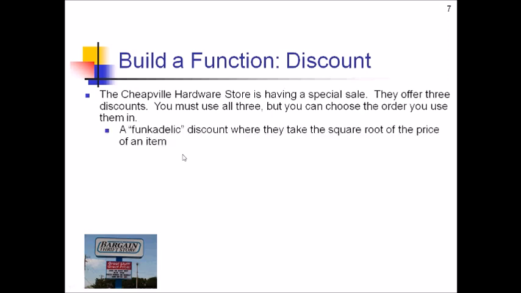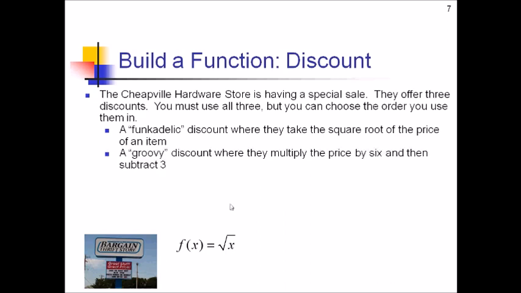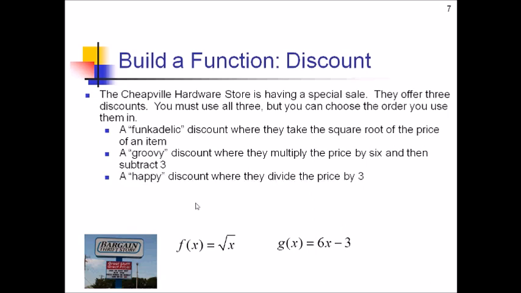So let's say that we have a Funkadelic discount, which we'll call f of x, where you take the square root of the price of an item. And let's say there is a Groovy discount, which we'll call g, where you multiply the price by 6 and then subtract 3. And then let's say we have a Happy discount, where you divide the price by 3. So h of x is x over 3.